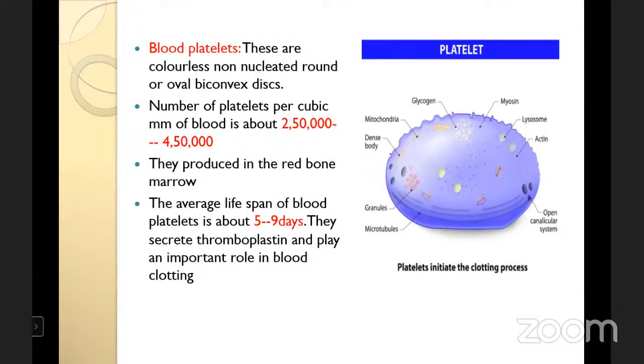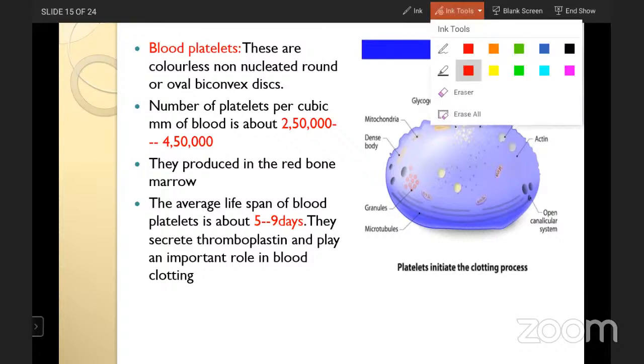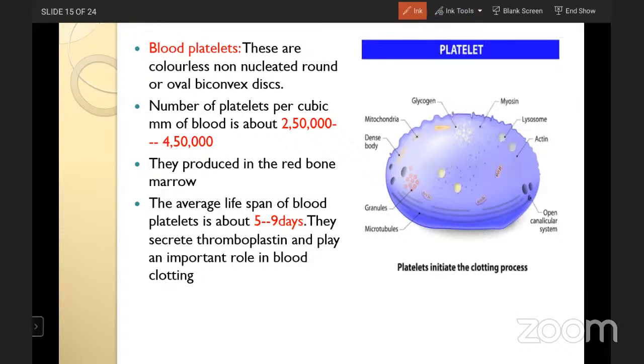RBC is completed, WBC is completed. Now go for the platelets. A number of times we have heard about platelets, which are very useful for the clotting of the blood. These are colorless, non-nucleated, round or oval and biconvex. This is the convex shape.